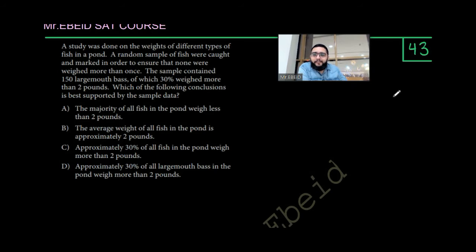Question 43. A study was done on the weight of different types of fish in a pond. A random sample of fish were caught and marked in order to ensure that none were weighed more than once. The sample contained 150 largemouth bass, in which 30% weighed more than 2 pounds. So we have 30% from the sample weighing more than 2 pounds.